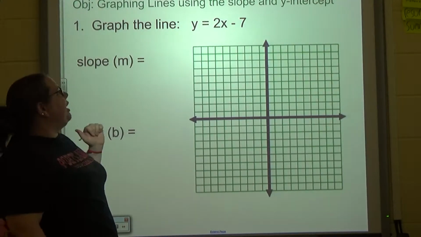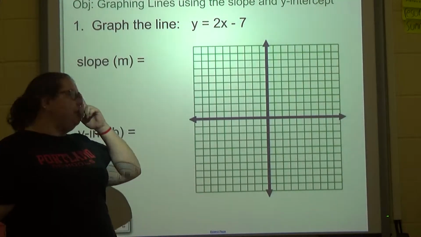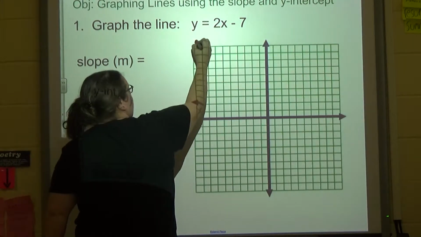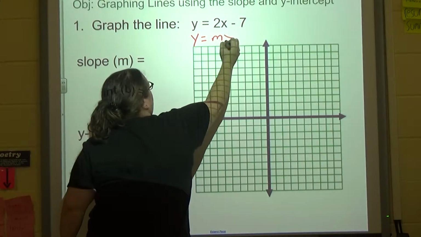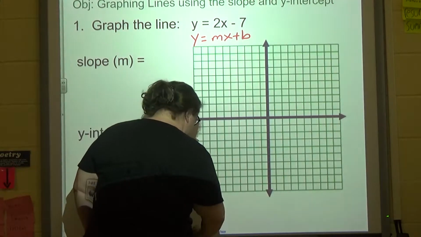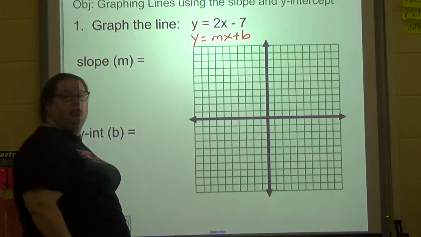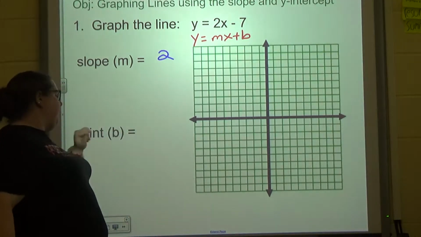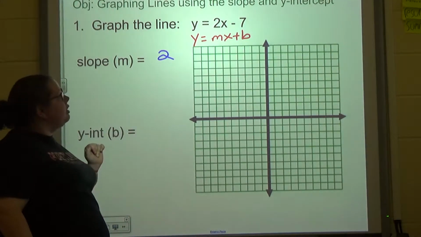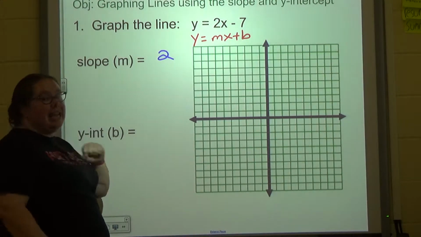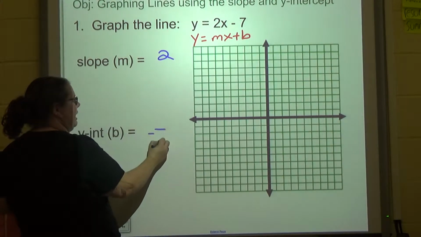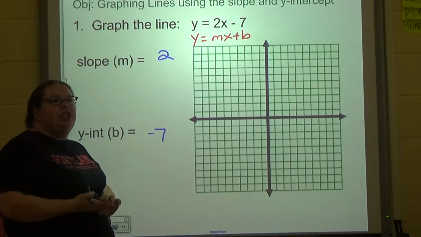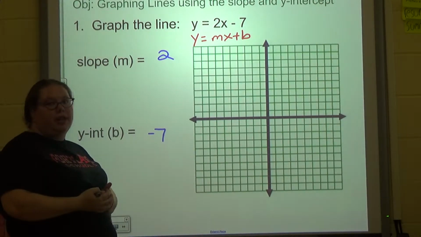Alright, so let's start with y equals 2x minus 7. So remember our equation, y equals mx plus b. So what is my m? My slope is 2. And that means my y-intercept is not 7, negative 7. Don't lose that negative.